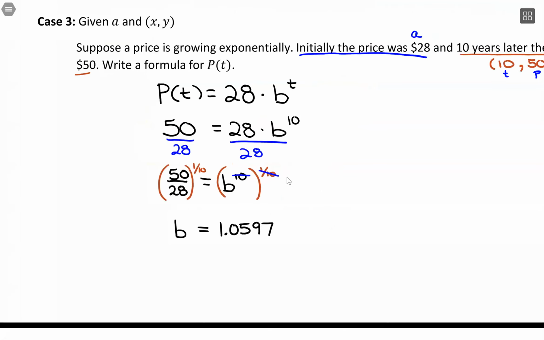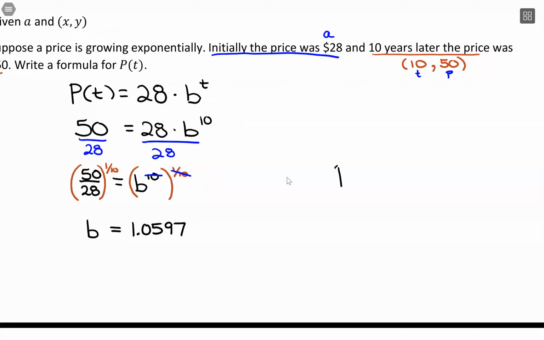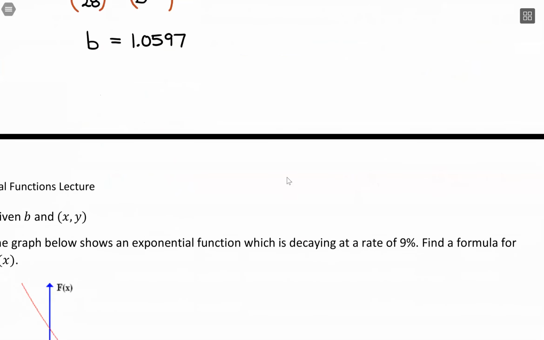All right. So we have our value for b. We have our value for a. So now I have my function p of t equals 28 times 1.0597 to t. Okay, so if you're given a and a coordinate, then you'll plug in your value for a, then plug in the coordinate, and you'll be able to solve for b using those pieces.